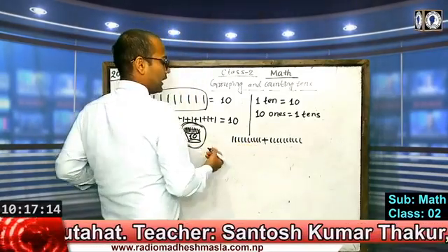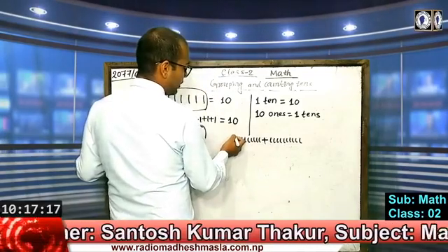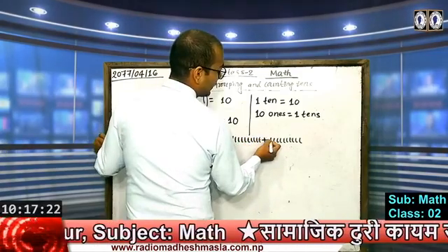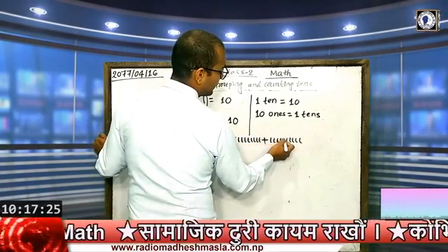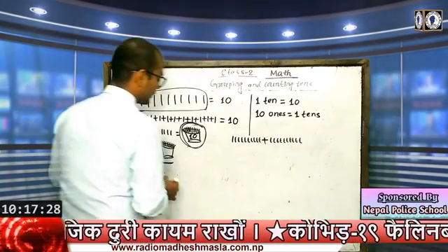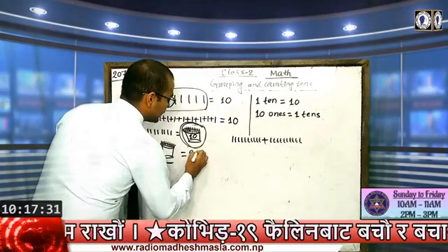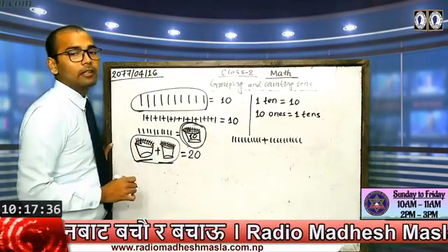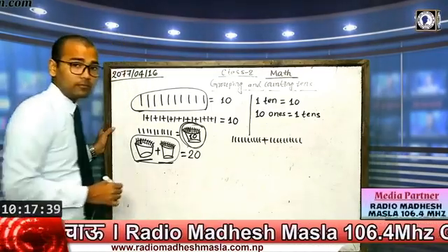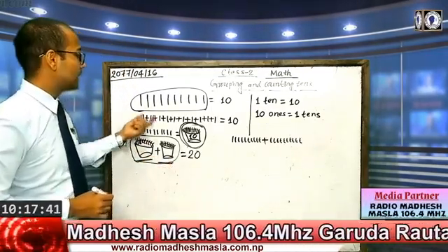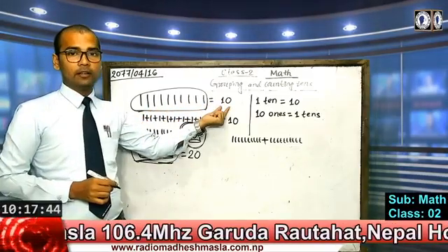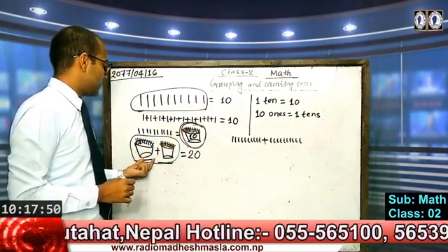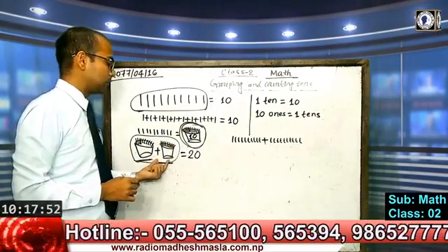Just count these all at once. 1, 2, 3, 4, 5, 6, 7, 8, 9, 10, then 11, 12, 13, 14, 15, 16, 17, 18, 19, 20. Altogether, 20. And for 20 we have here 2 bunches of pencils. Don't be confused here. 10 ones form 1 ten. In the same way, 2 tens form 20.